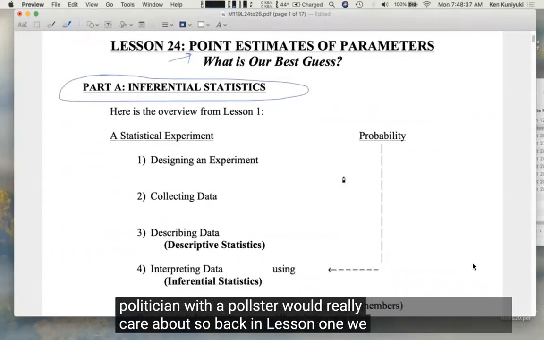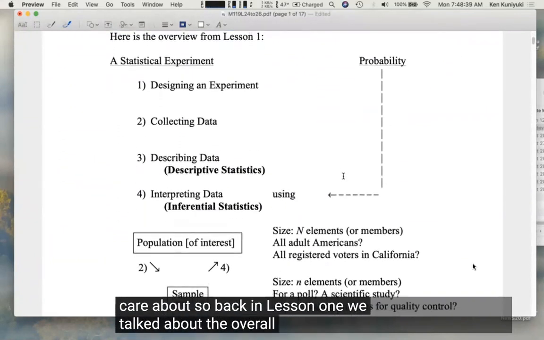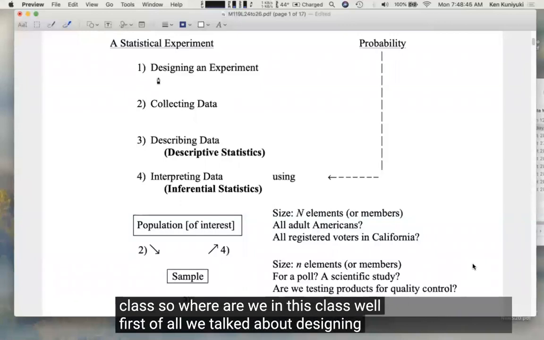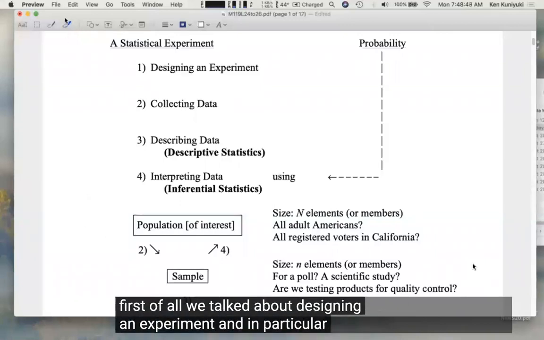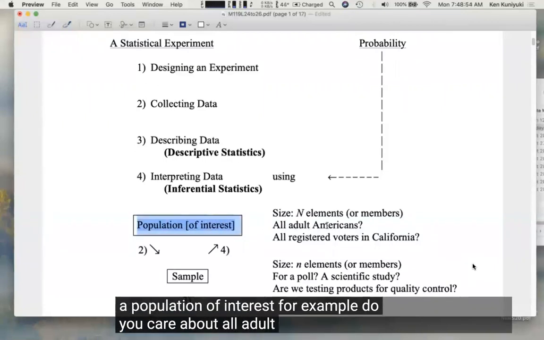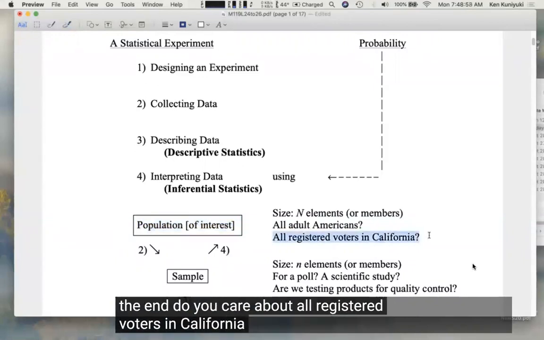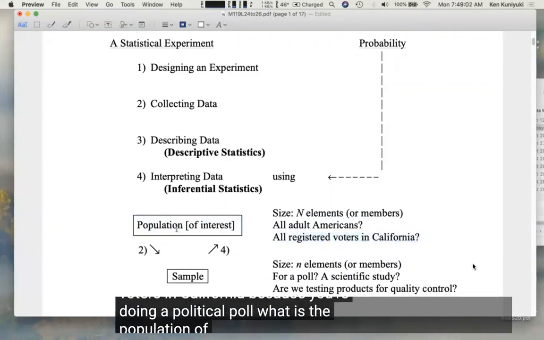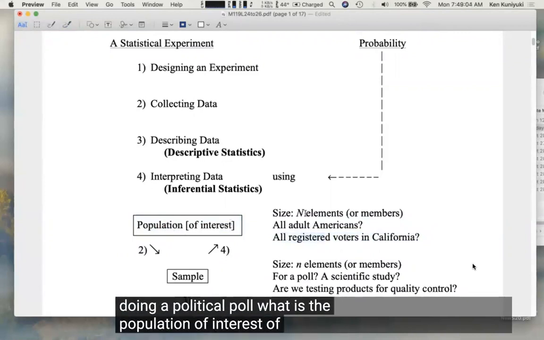So back in lesson 1, we talked about the overall scheme of the class. So where are we in this class? Well, first of all, we talked about designing an experiment, and in particular, defining a population of interest. For example, do you care about all adult Americans in the end? Do you care about all registered voters in California because you're doing a political poll? What is the population of interest of size big N?